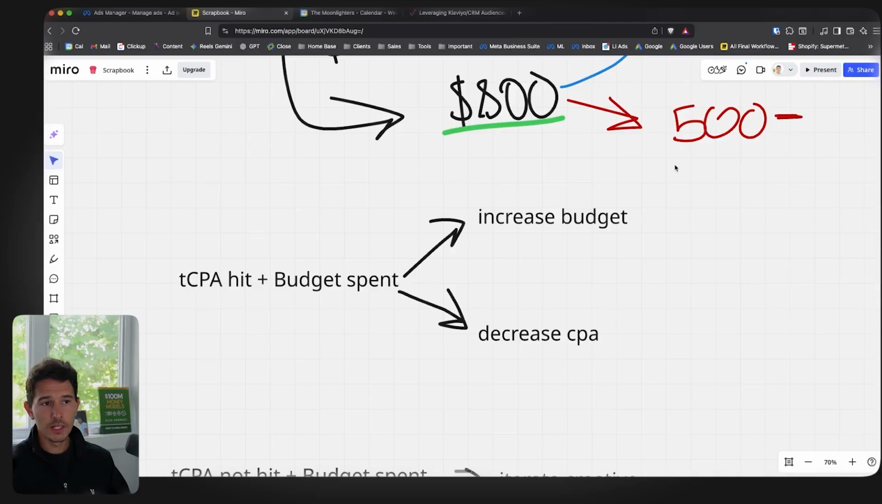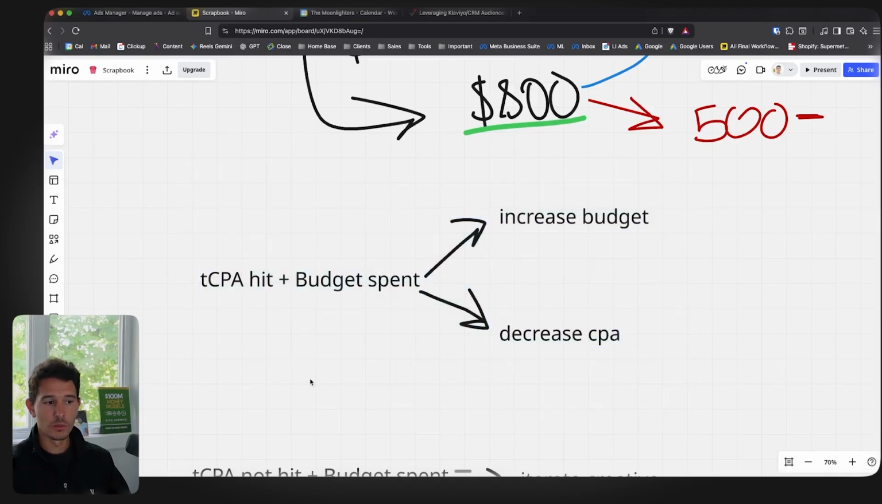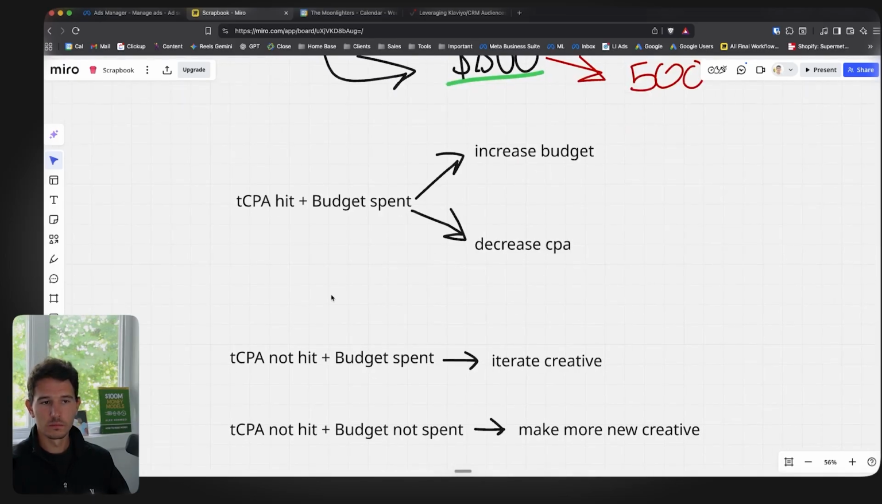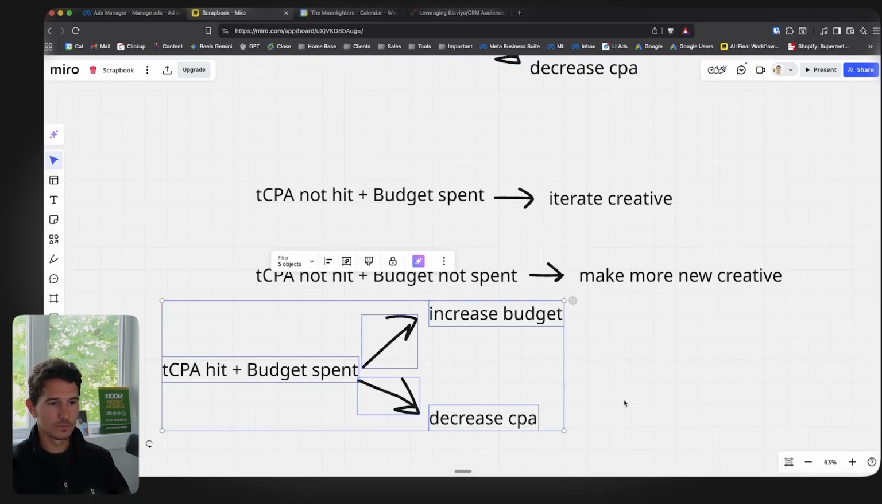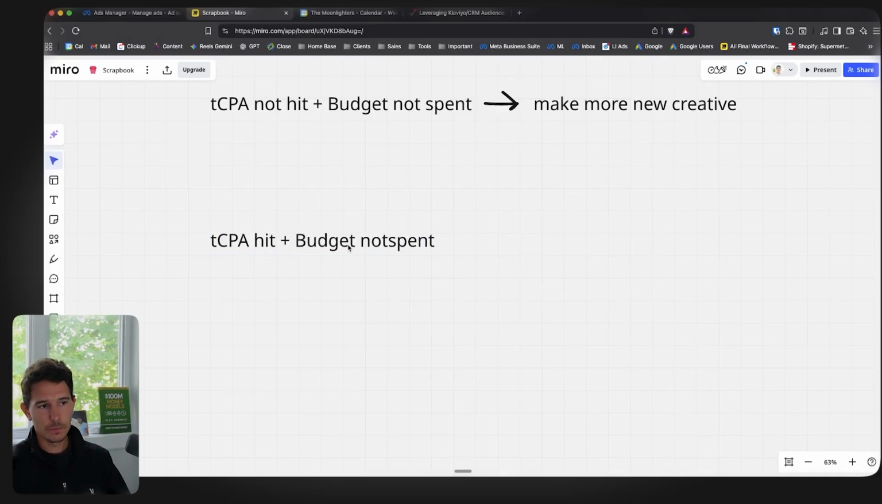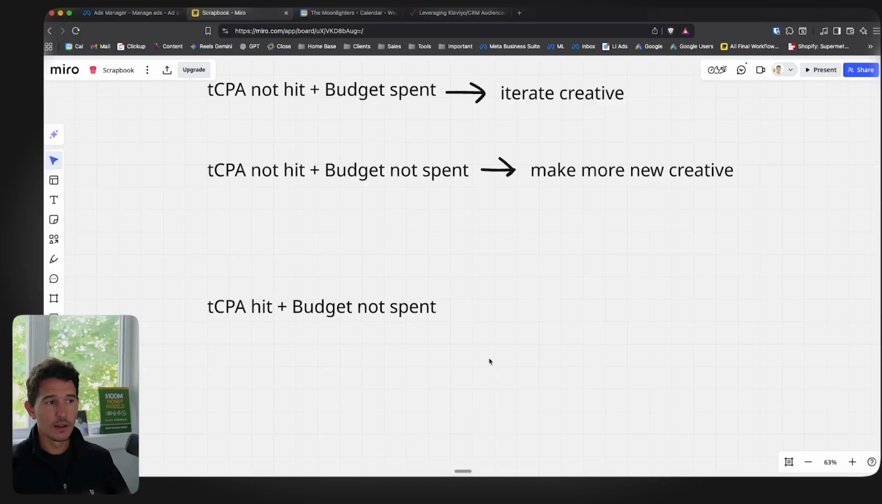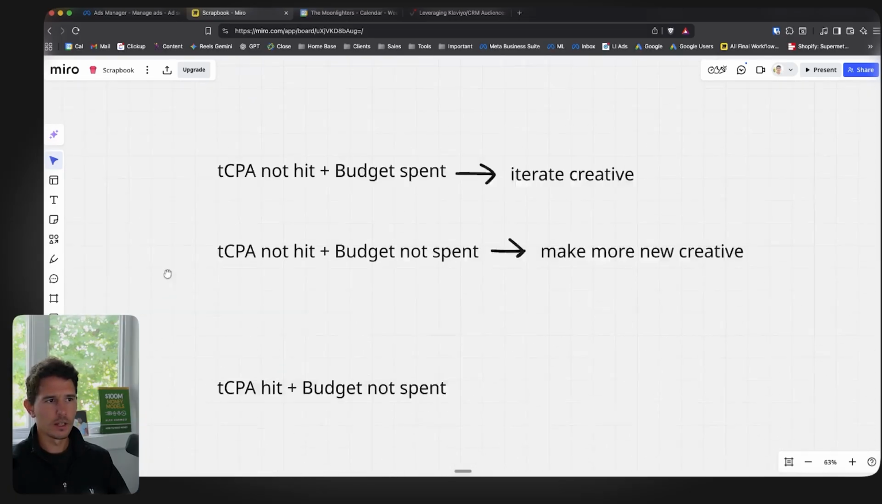The scenario you should be living in is this scenario. Your TCPA should be getting hit and your budget should either be getting spent or not spent. Now, what do you do in the last scenario, which is kind of the point of a cap, actually? Your TCPA is being achieved, but your budget is not being spent. Okay. If your budget is not being spent, but your cost per acquisition is being achieved, your cost cap is being hit, then there's two things you can do that make this pretty easy, actually, for yourself.